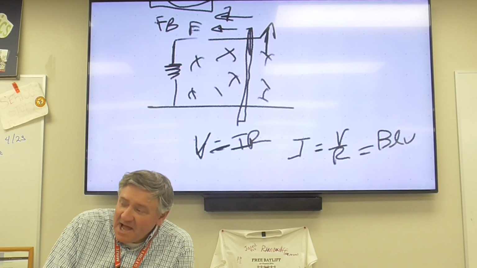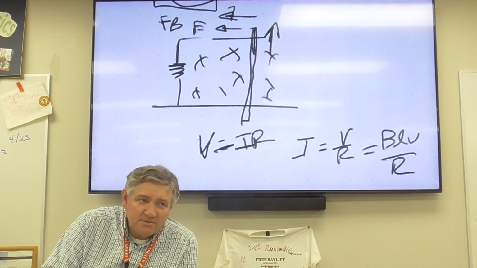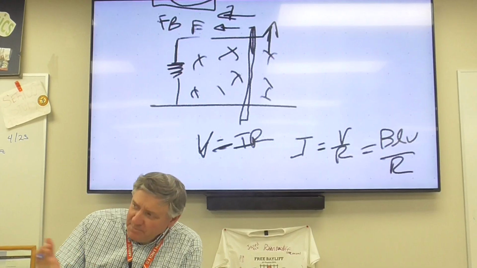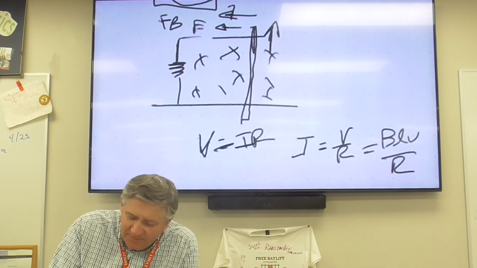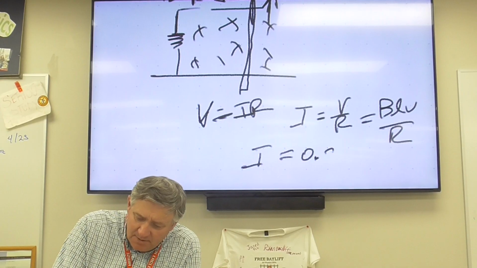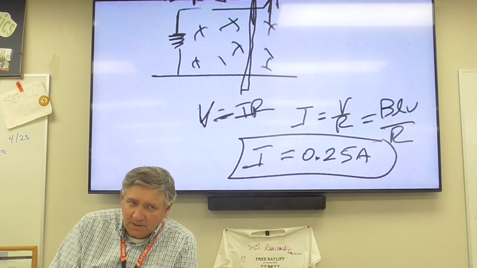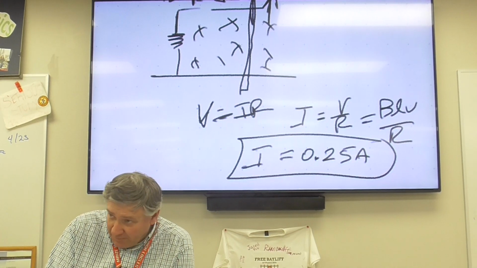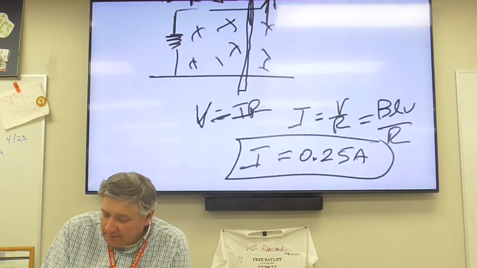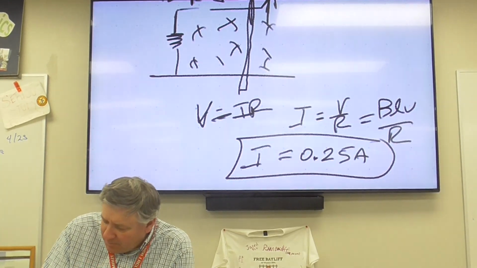And you also have what? The resistance, which is pretty small, 3 ohms. So if you do all this, you get a current of 0.25 amps. Cool with that?